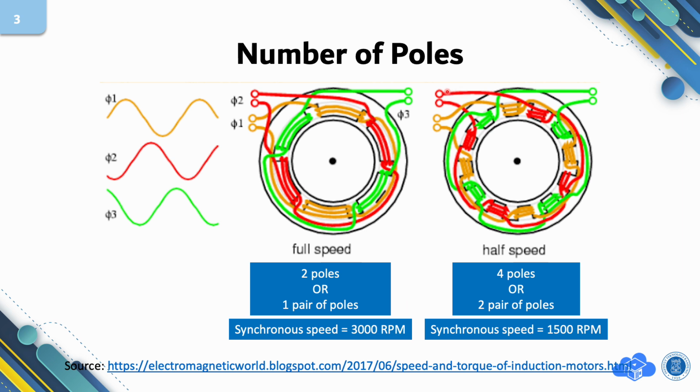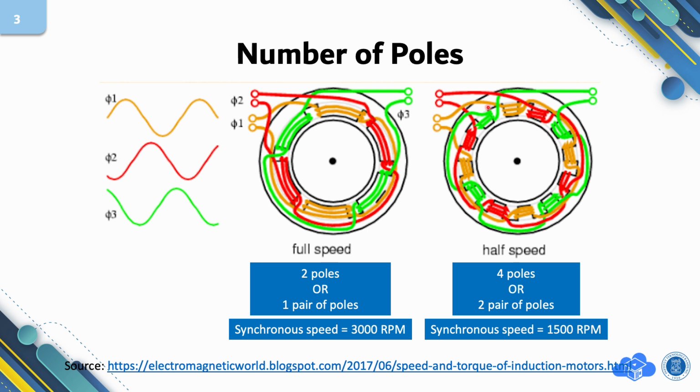For another construction, we have four poles, or two pairs of poles. Here we are splitting the coils into several segments. For instance, the yellow one turns here, but before we go to the other side of the stator, we make another turn here first, and then we go to the other side of the stator. We create another turn here, and lastly we create another turn here, and finally it goes to the neutral.